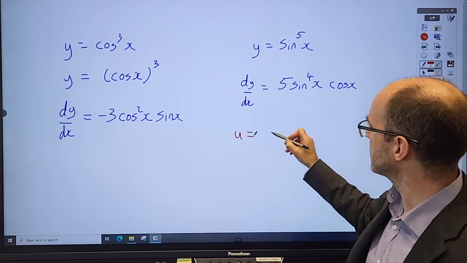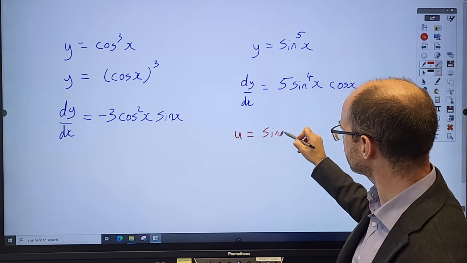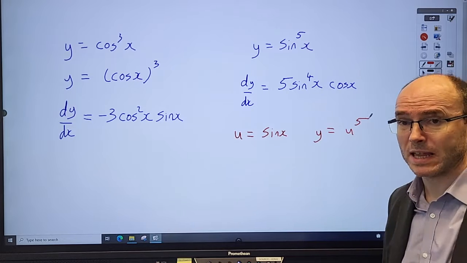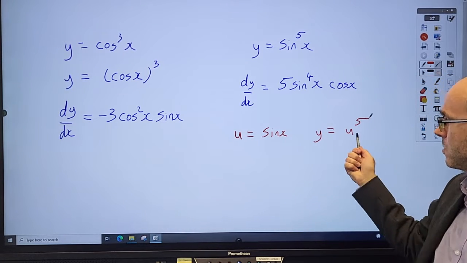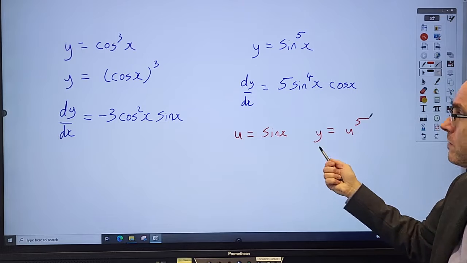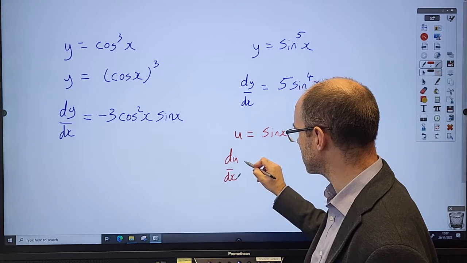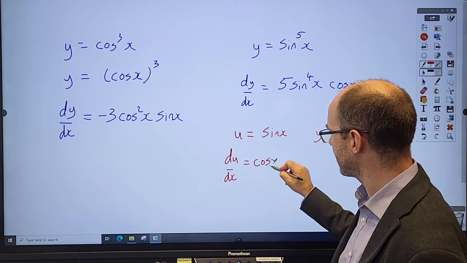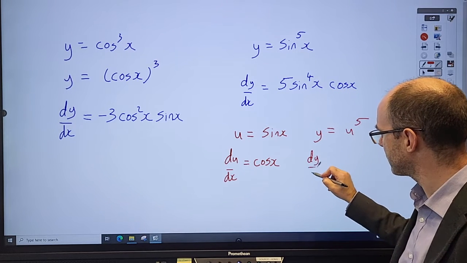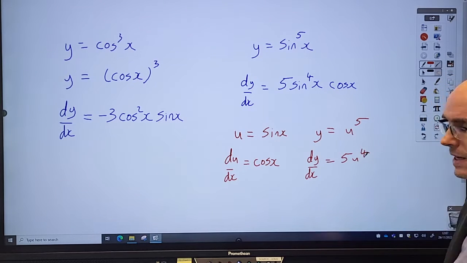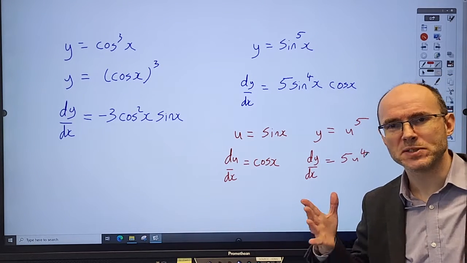Okay, we would say that u is sine x, because that way you see y is equal to u to the power of 5. Do you see how that works? Okay, u to the power of 5, sine to the power of 5 x. Then we'd have du dx is equal to cosine x, and we have dy dx is equal to 5u to the power of 4. Now, can you just see why I'm presenting it like this?